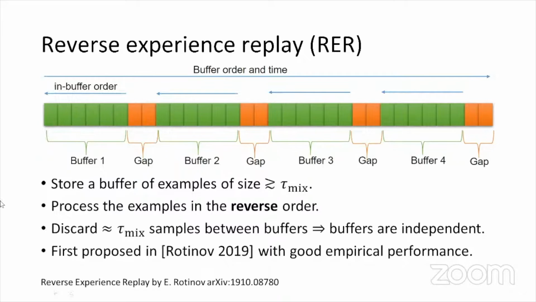Okay, and I would like to mention that empirically experience replay has been a very widely used technique, particularly in reinforcement learning, with a single trajectory of examples. While the way people use experience replay in reinforcement learning is slightly different, and there are quite a few variants, the reverse experience replay variant in particular has been proposed in a prior paper by Rotinov, and it has shown that reverse experience replay has very good empirical performance. Our work tries to give a more theoretically sound basis for why it works, and how we can analyze reverse experience replay in this context.